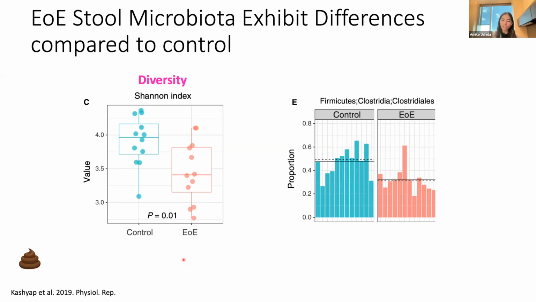And other questions that are still remaining are, does this replicate when we add more patients and look at a more diverse patient population? And what do we think about the function of this? Like, just because it's decreased, does that mean it's good, bad, or neutral? And those are questions that we still have yet to answer.